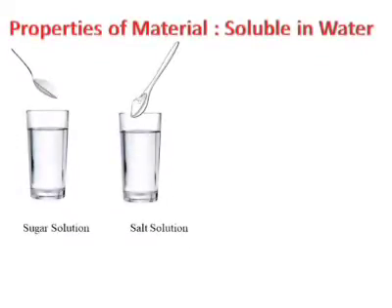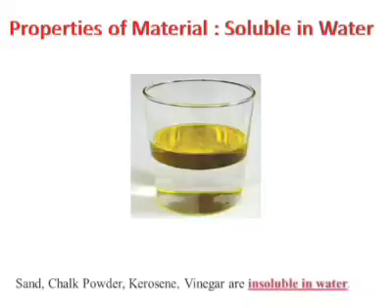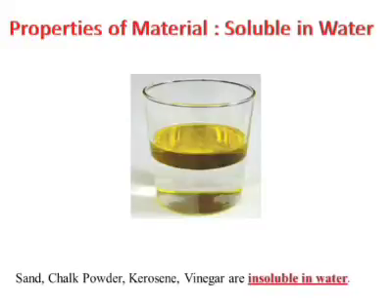When you mix materials like salt or sugar in water, you will see that they get completely dissolved in water. They will disappear in water. So we say that the material is soluble in water. Whereas when you mix chalk powder or sand in water, they do not dissolve in water. So such materials like chalk powder, sand, oil, kerosene, etc. are insoluble in water. Whereas salt and sugar are soluble in water.